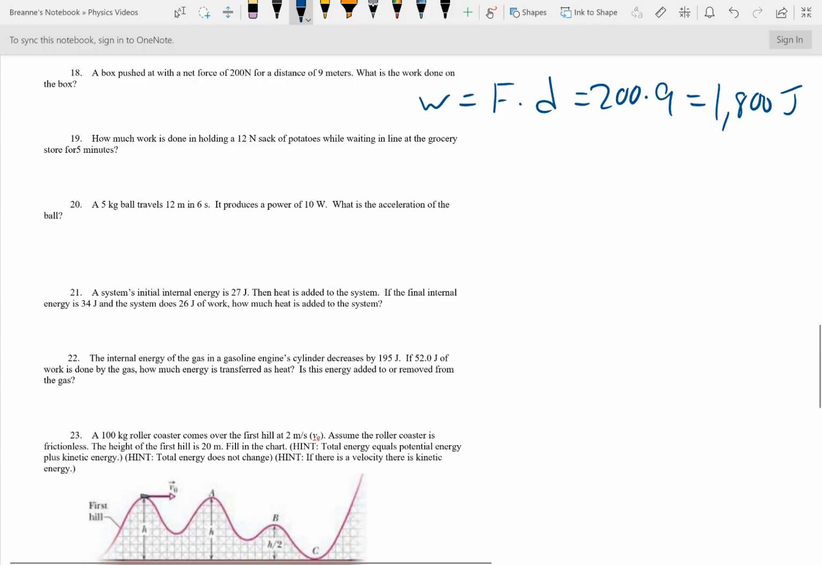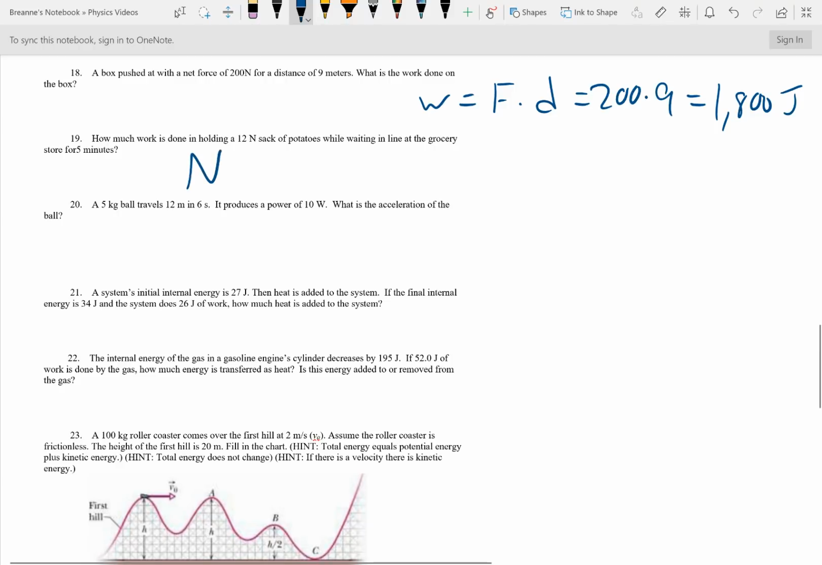So how much work is done in holding a 12 newton sack of potatoes while waiting in line in the grocery store, and you're standing there for 5 minutes because Walmart makes you stand there forever. H-E-B is getting just as bad, though. But you sit there and you're just holding a sack of potatoes. How much work's being done?